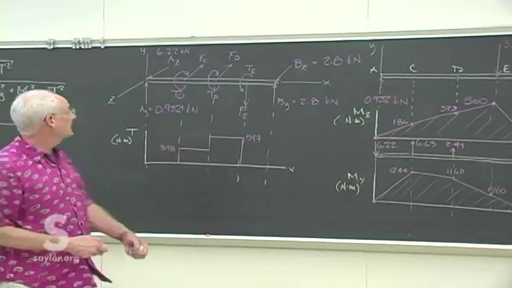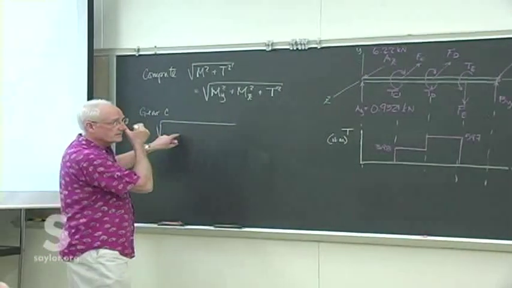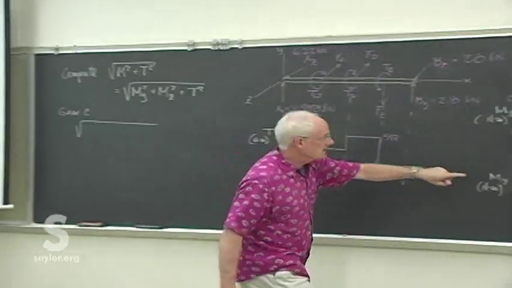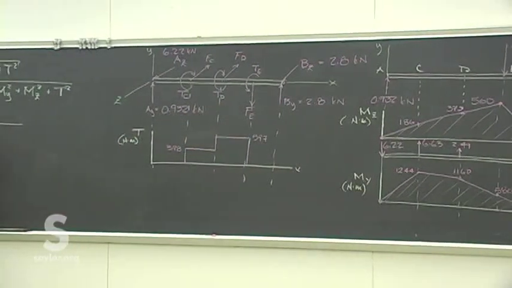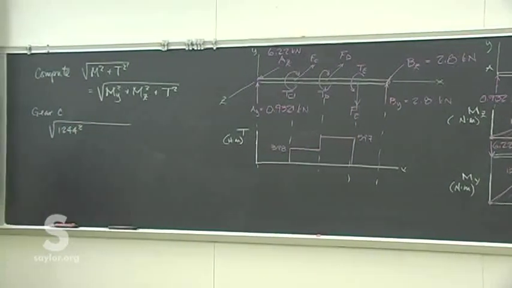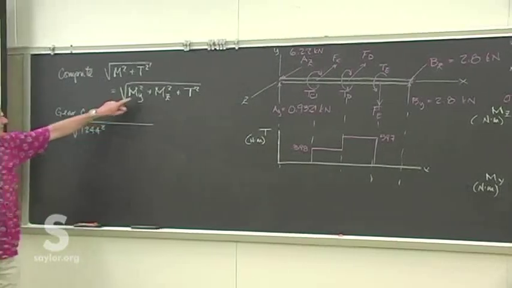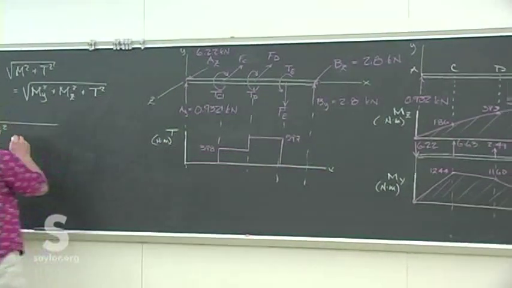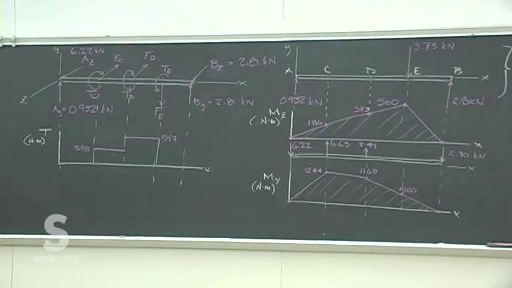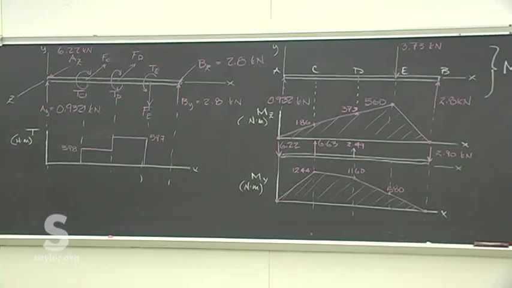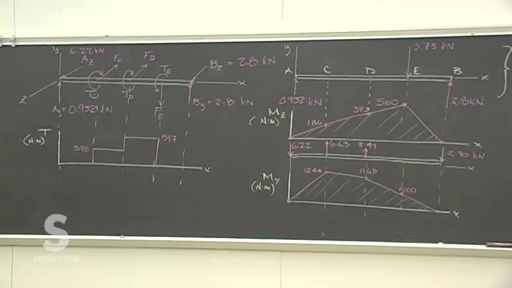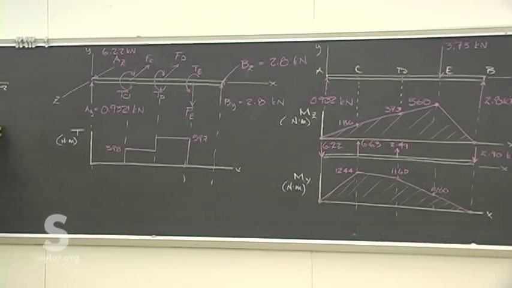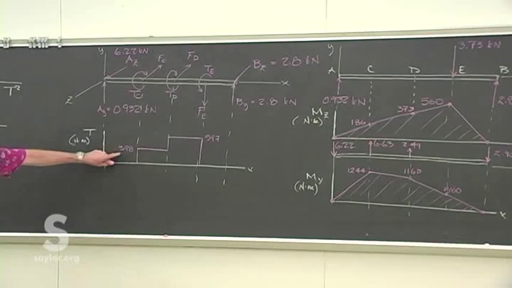All right, so let's put this together. Make sure we got the calculation right. At gear C, My is 1244. At gear C, Mz is the 186. Remember, that's M squared equals My squared plus Mz squared. That's all we've done right there. And then we add on the expected torsion, which is the 398.